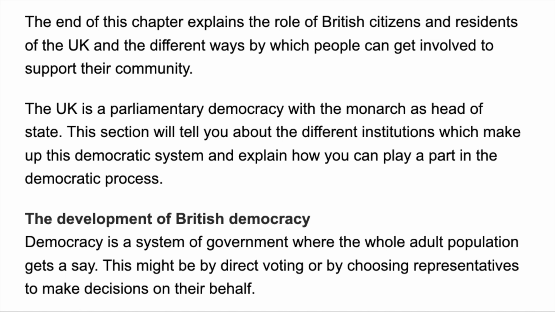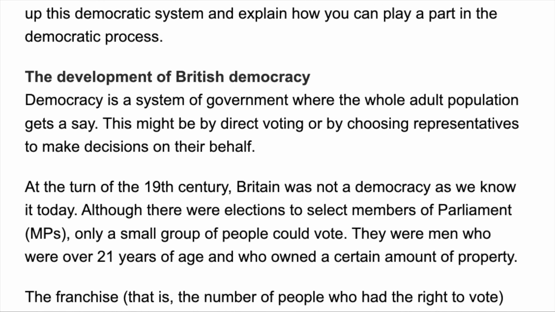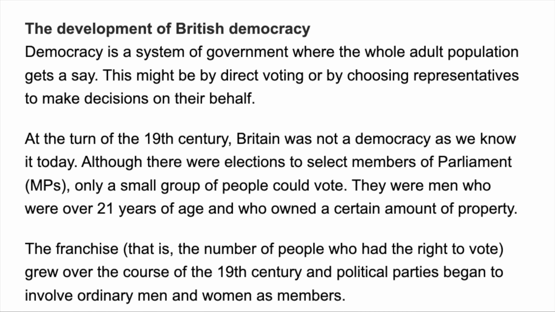Democracy is a system of government where the whole adult population gets a say. This might be by direct voting or by choosing representatives to make decisions on their behalf. At the turn of the 19th century, Britain was not a democracy as we know it today. Although there were elections to select members of parliament, MPs, only a small group of people could vote. They were men who were over 21 years of age and who owned a certain amount of property.